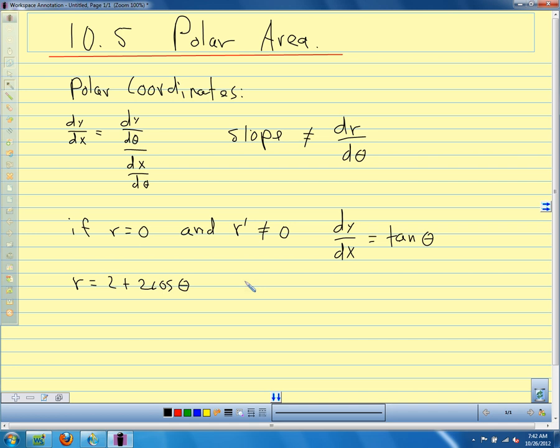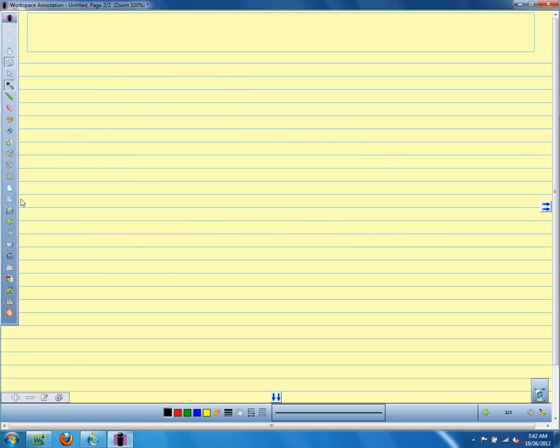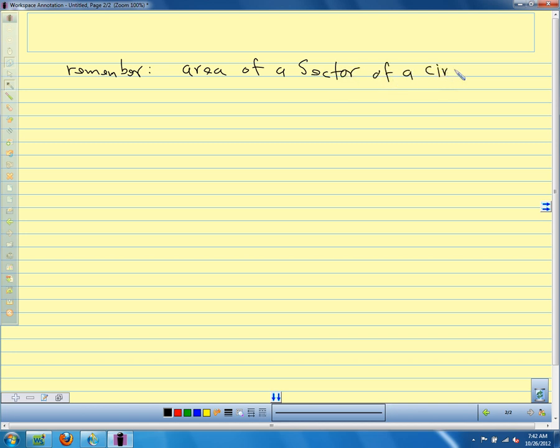So let's move on to finding area. We're going to use sectors of circles to find area in polar coordinates. So we need to remember that the area of a sector of a circle is A equals 1/2 r squared θ, where r is the radius of our circle and θ is our central angle.